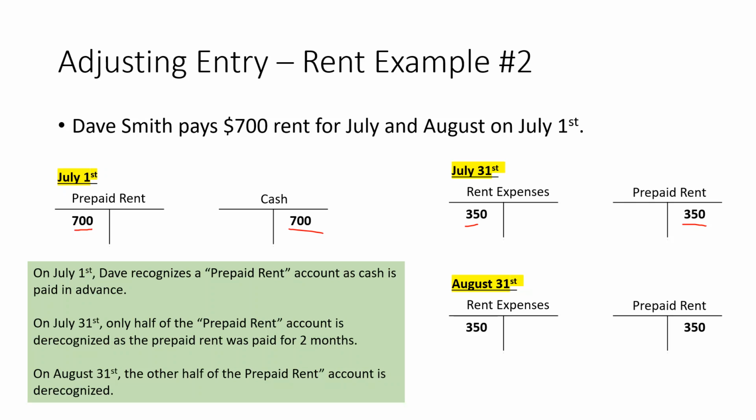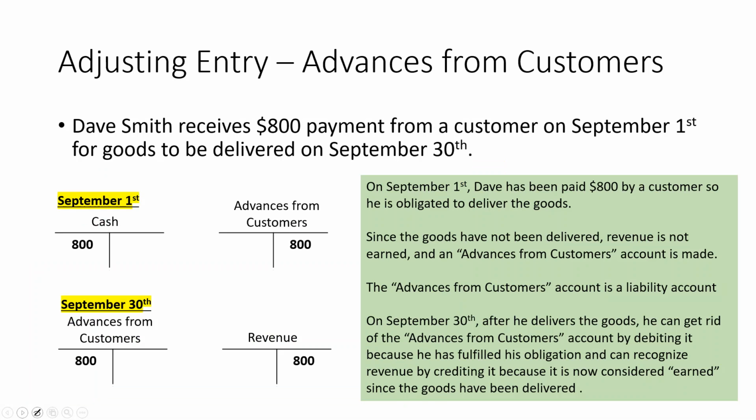Then August 31st, the same thing happens. The remaining prepaid rent gets used up and becomes rent expense. So we credit prepaid rent and we debit rent expense. And you can think of prepaid rent as something that's prorated over time and changes as time goes on and becomes an expense. Let's look at another adjusting entry.